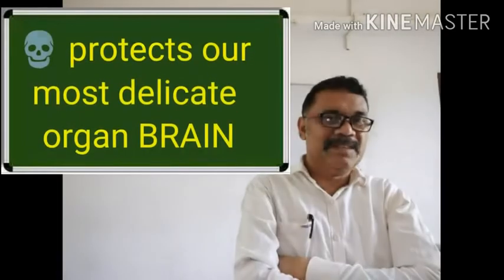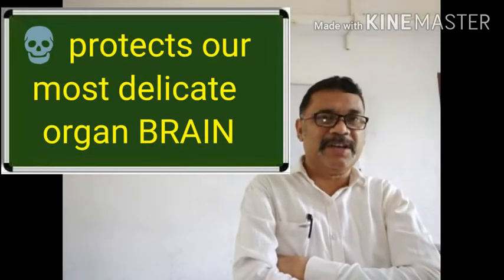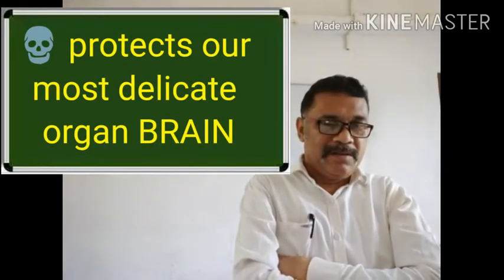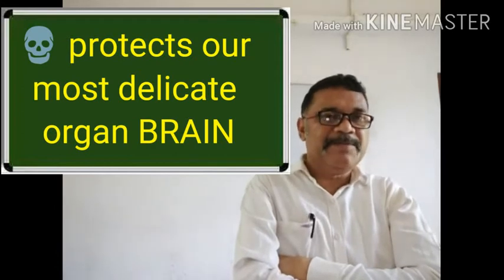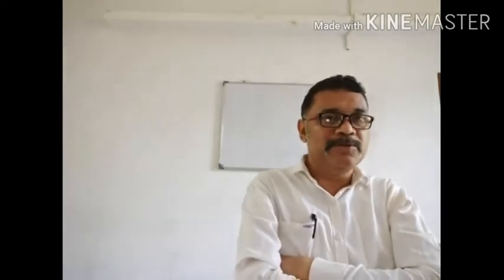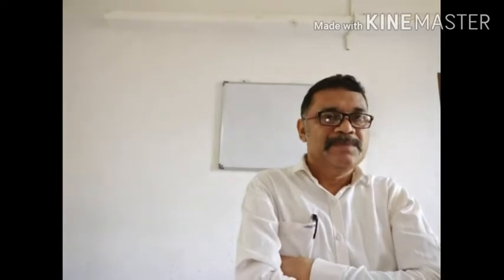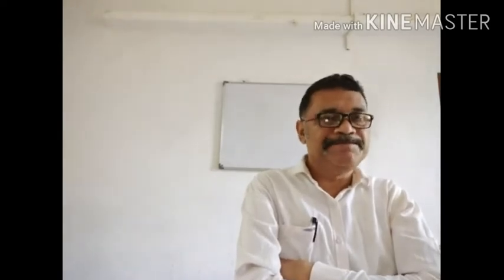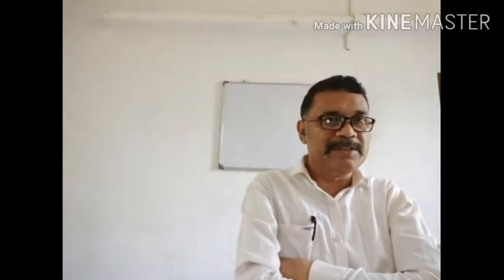Skull, it protects our brain, the most soft and delicate organ. This skull is made up of a number of bones, some movable and some immovable bones. That means some bones are jointed together and some bones are not jointed together.